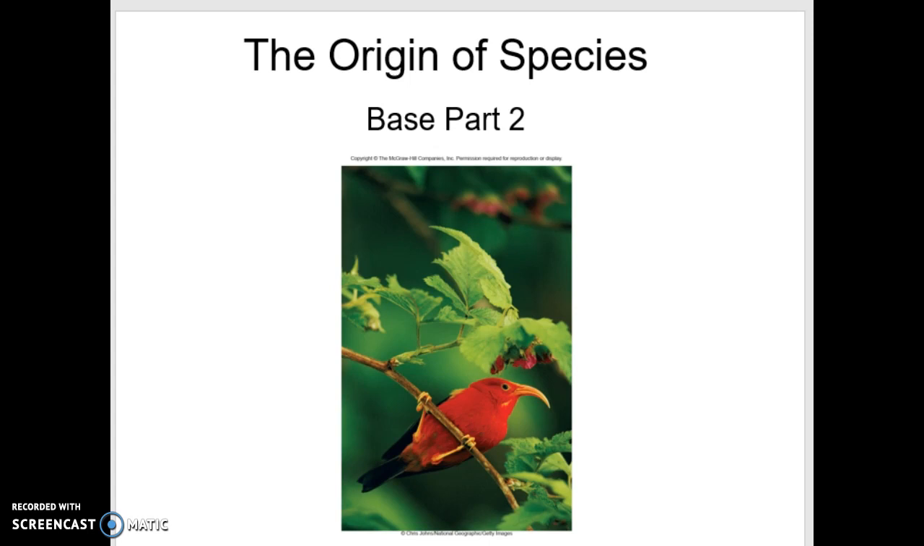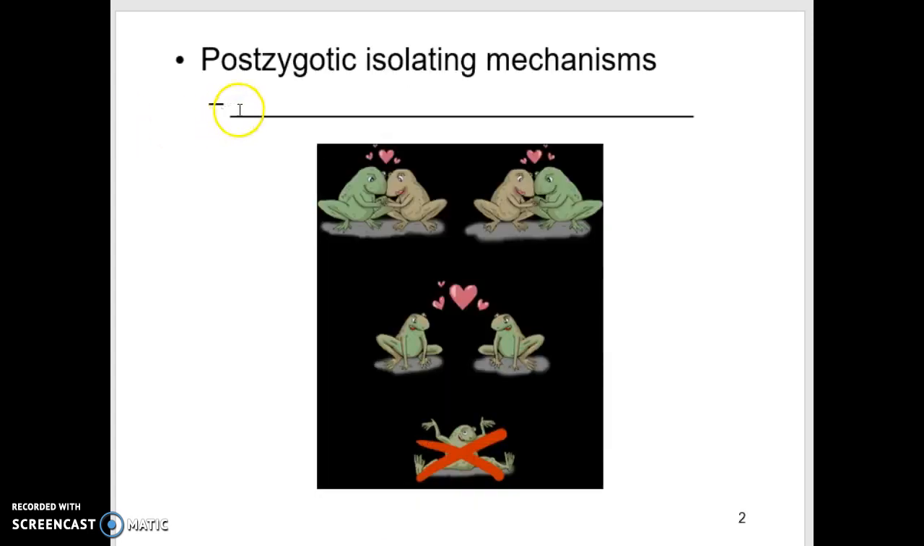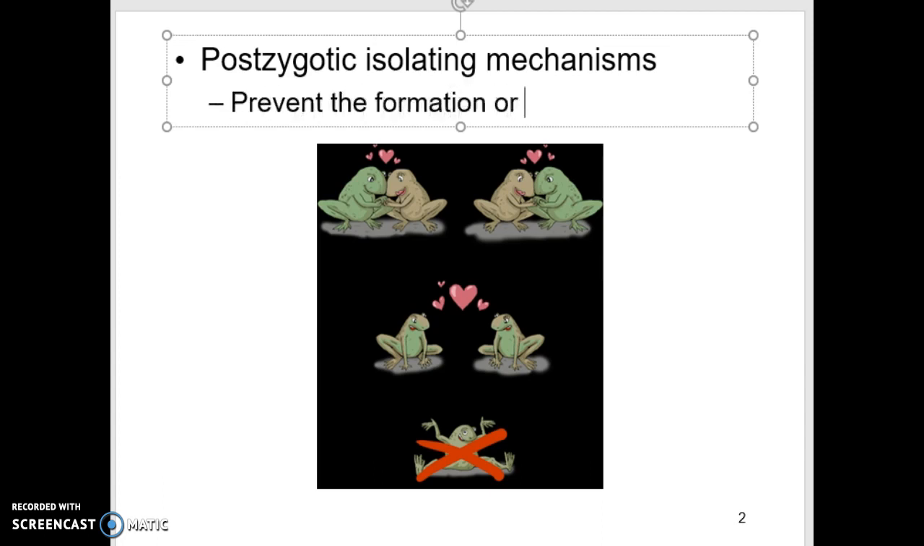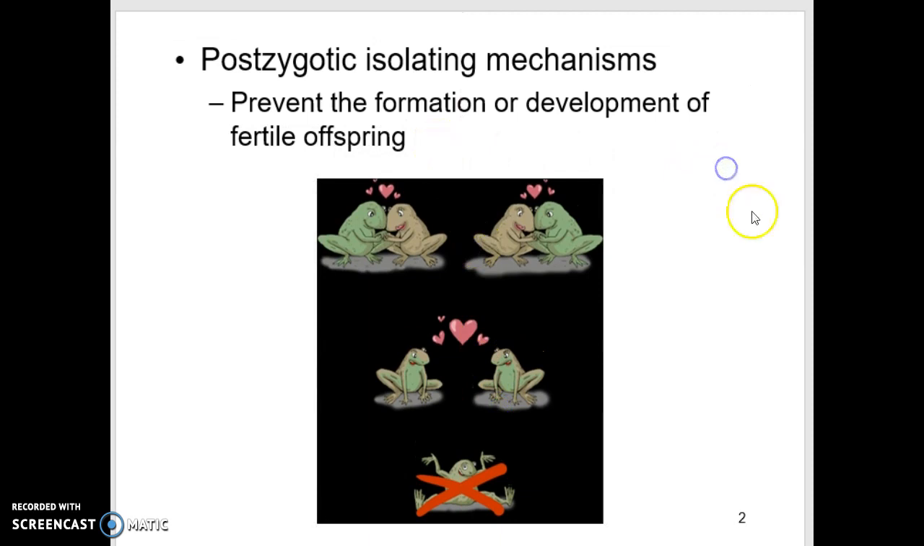What we want to explore here are what are called postzygotic isolating mechanisms. So these are going to be isolating mechanisms that prevent the formation or development of fertile offspring. Alright, so the offspring don't develop, they don't form correctly, they are not viable, they cannot pass on their genetics, whatever the case may be.